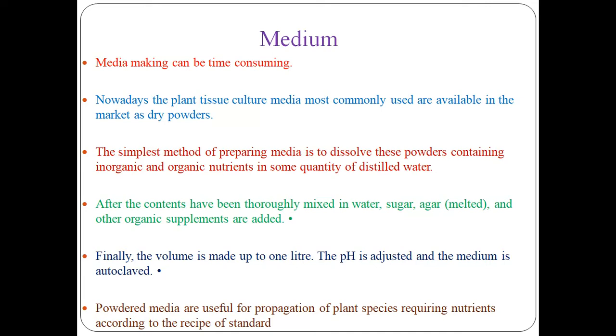Now finally, the volume of media is 1 liter, and the pH should be adjusted according to the medium, and then the medium should be autoclaved. Okay, now the powder media are useful for the propagation of plant species requiring nutrients according to the standard recipe. Recipe of the standard means the type of species we take, so the propagation of the plant species requires that type of nutrient.